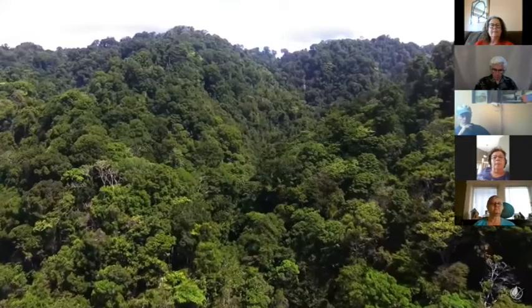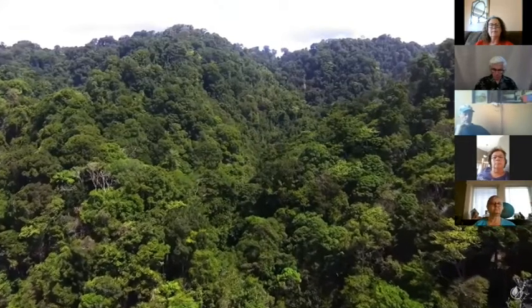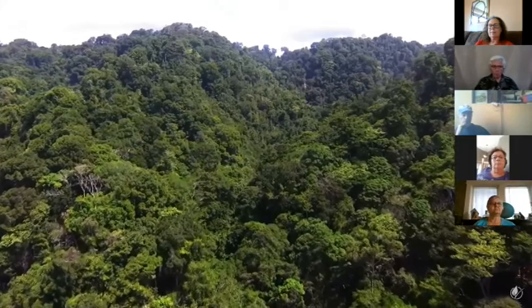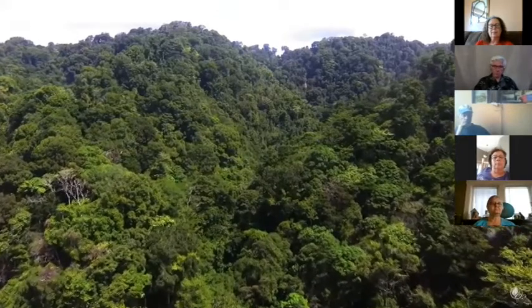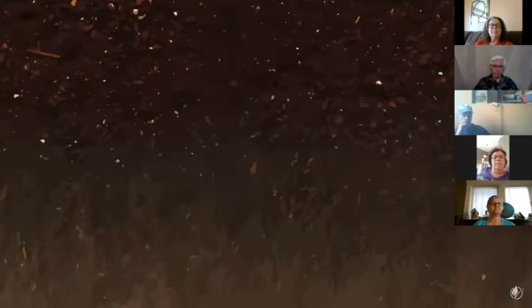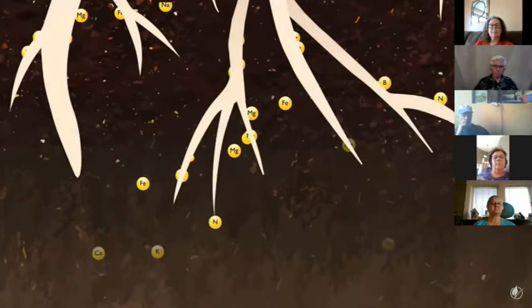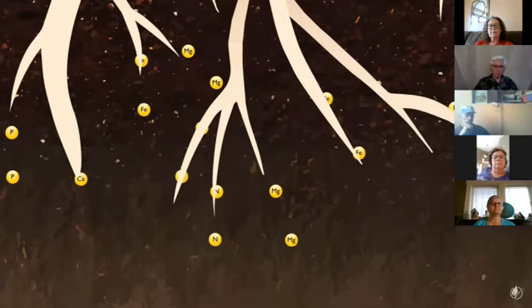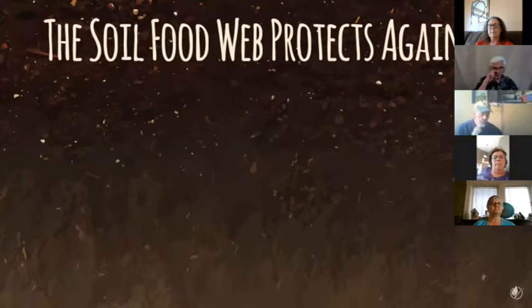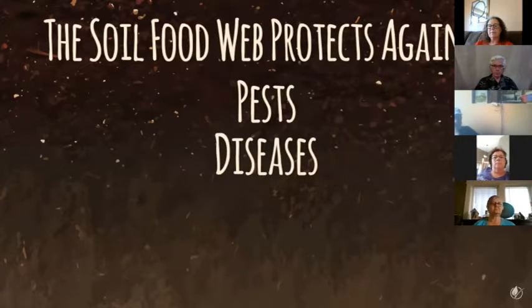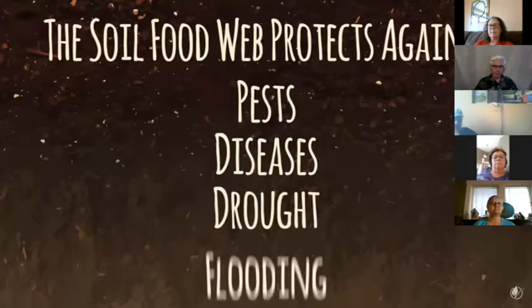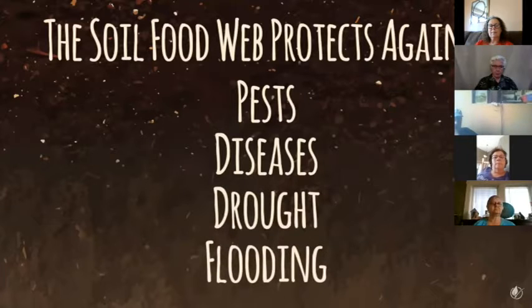Have you ever wondered how forests can be the most productive ecosystems in the world without the need for any fertilizers or pesticides? The answer lies in soil biology. With a healthy biome, the soil can provide plants with all the nutrients they need, and with a number of other benefits, such as protection from pests and diseases, protection from drought and from flooding. The soil food web is, essentially, nature's operating system.